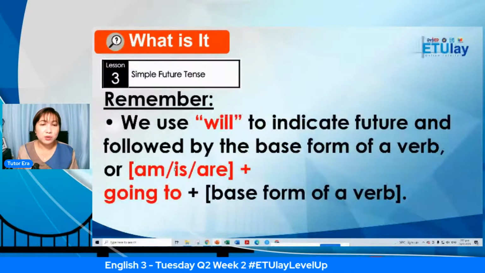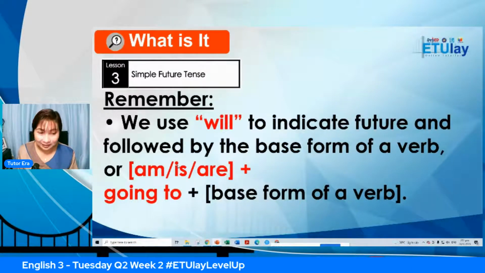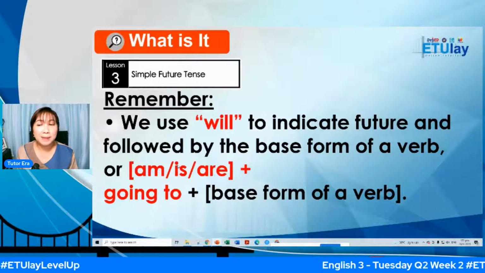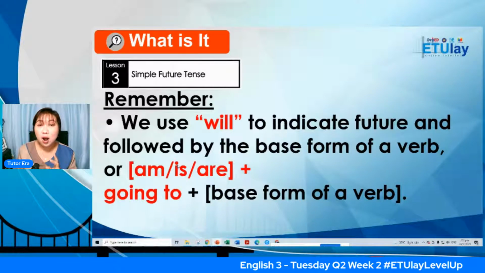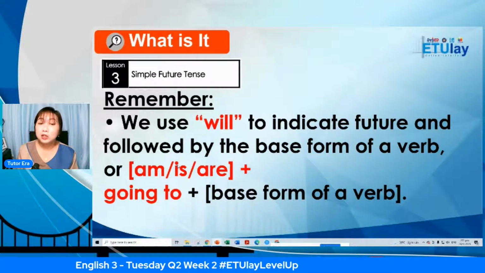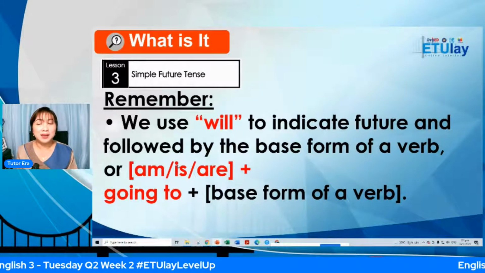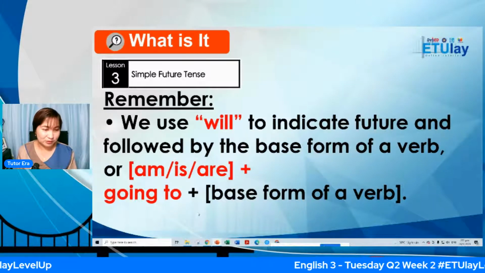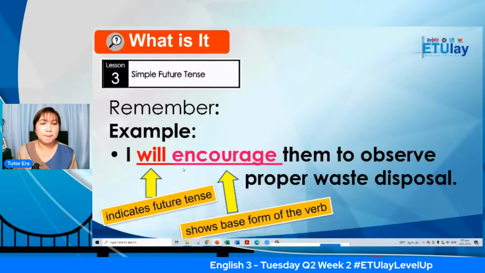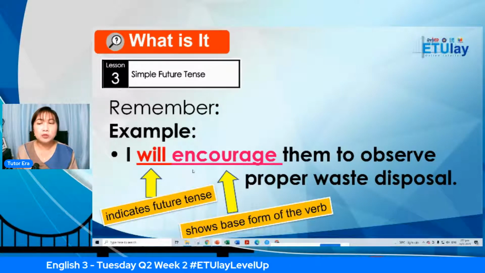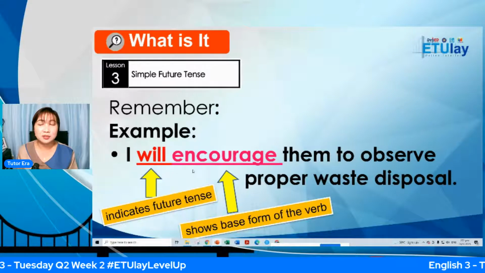Now, another way is we use will to indicate future, followed by the base form of the verb. Or am, is, and are plus going to and the base form of the verb. How do we do it? Let's have some examples. Example: I will encourage them to observe proper waste disposal.